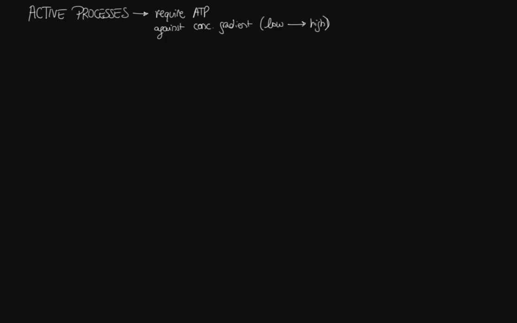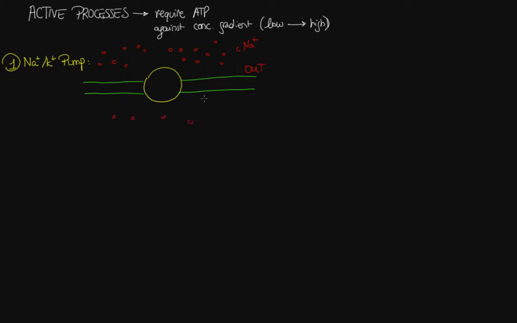The first example that we're going to be looking at for an active process is the sodium-potassium pump. This is a protein embedded in the plasma membrane, and this protein is going to be moving both sodium as well as potassium against their concentration gradients. So what does that mean? Sodium is actually very highly concentrated outside of the cell, and low concentration inside the cell.